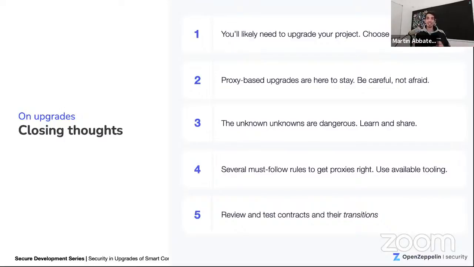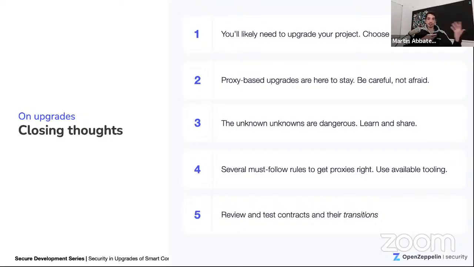Throughout the entire talk, I told you about many must-follow rules when it comes to upgradability. It's not that easy to always remember all of them, and I agree with that. So there is tooling to help you with that, right? You can use it as a companion in your development process so that you feel safer when you are coding these kinds of things. And last but not least, when it comes to upgradability, we should not only be thinking about reviewing or auditing V1 and V2 only, but many times the problems come in the transitions from V1 to V2, for example, right?